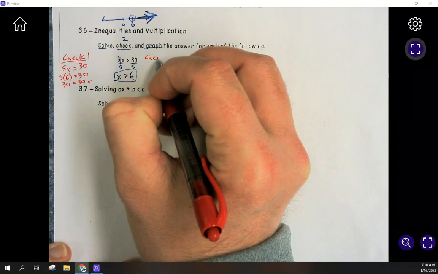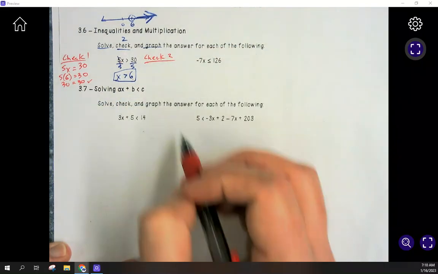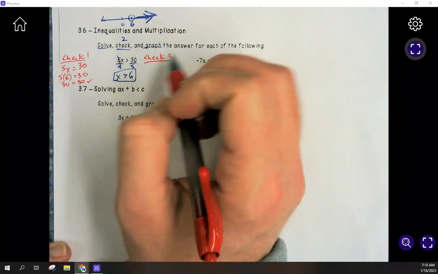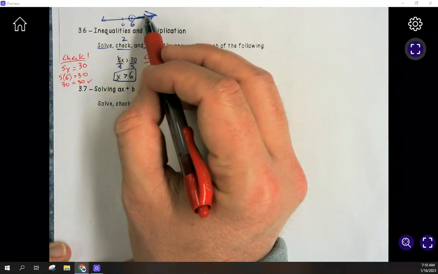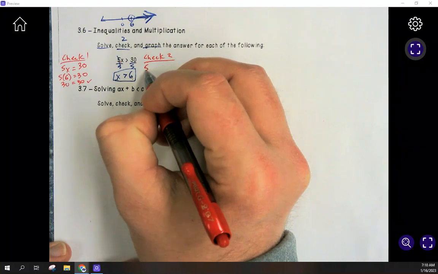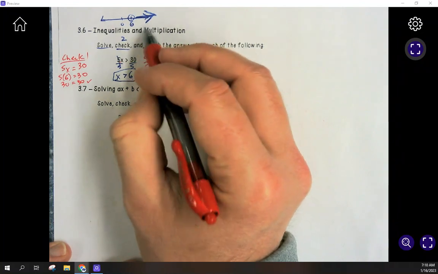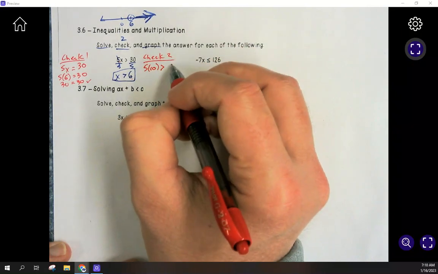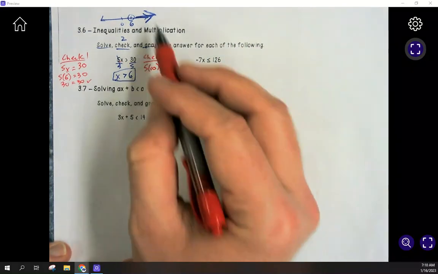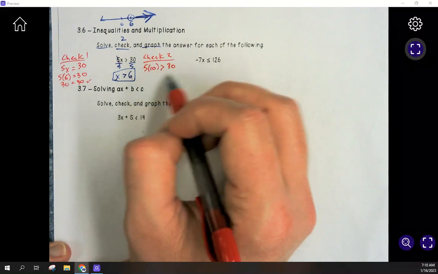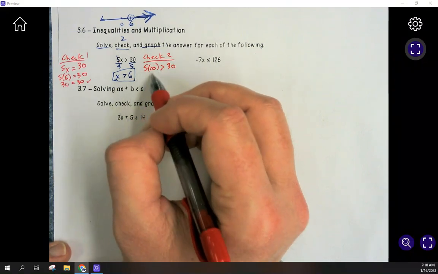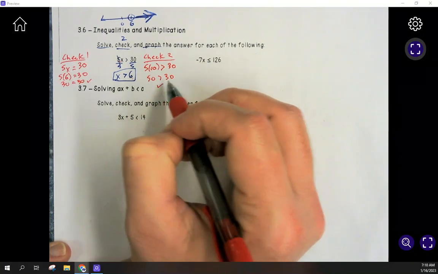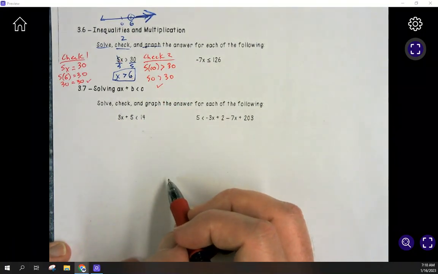So when I do check 2 here, I've got to pick a number that's in the shaded area to make sure that my less than or my greater than is going the right way. So I'm going to pick 10. And when we do this, we're testing the less than and the greater than, so we have to actually use it now, not the equal sign. So you plug in a number in the shaded region and make sure that this comes out to a true statement. So 5 times 10 is 50. This says 50 is greater than 30. That's true. So we do have this going in the right direction.